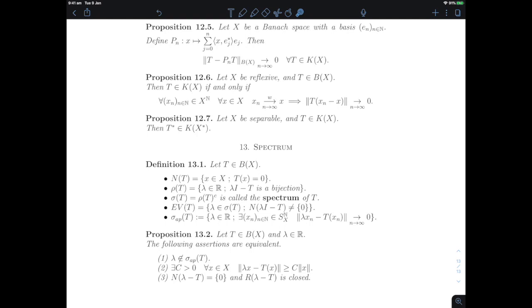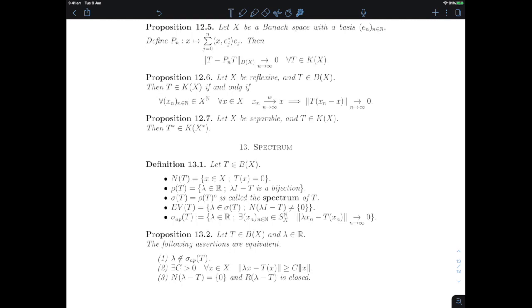Now that has to be in the spectrum, because if lambda were to be in the resolvent set, then lambda minus T would be invertible. You could apply lambda minus T inverse to this to get x_n back, and this would have to go to zero, which is impossible if the x_n stay on the unit sphere. So this is clearly a part of the spectrum. This may not be all of the spectrum. This clearly contains the eigenvalues, because you can take a sequence that's constant equal to the eigenvector, but a priori all these inclusions are strict.